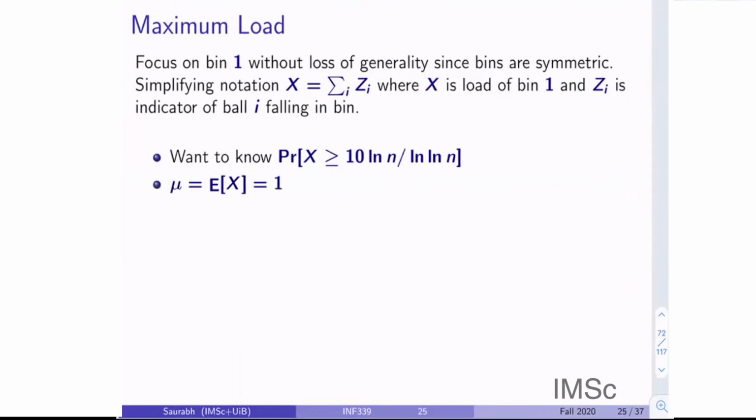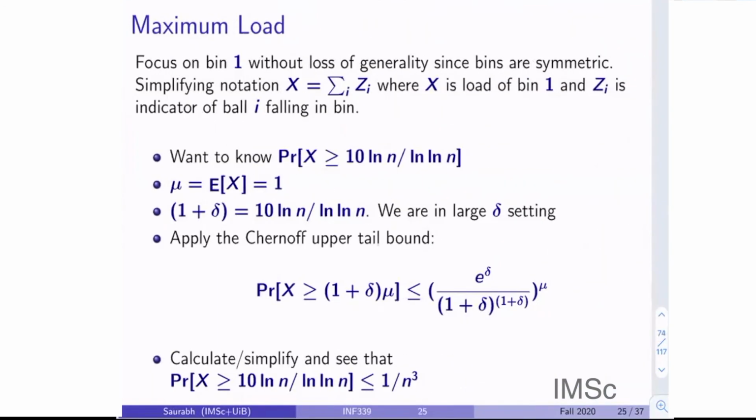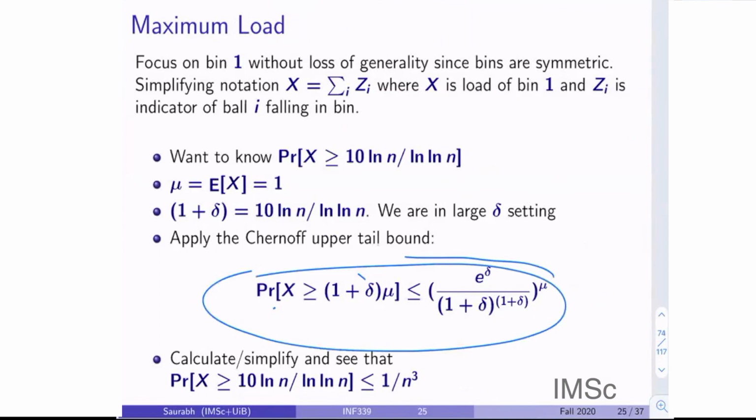Okay, and we know that the expectation of x is 1, right? Because recall, the probability that a particular ball goes into one particular bin is 1/n, and we have thrown n balls, so this is 1. So now 1 plus delta is equal to 10 ln n / ln ln n, and we are in a large delta setting. In the large delta setting, we can apply the Chernoff bound, so for the probability that x is greater than this quantity, you have to apply this particular kind of Chernoff bound. If you substitute all this properly, you will get this.